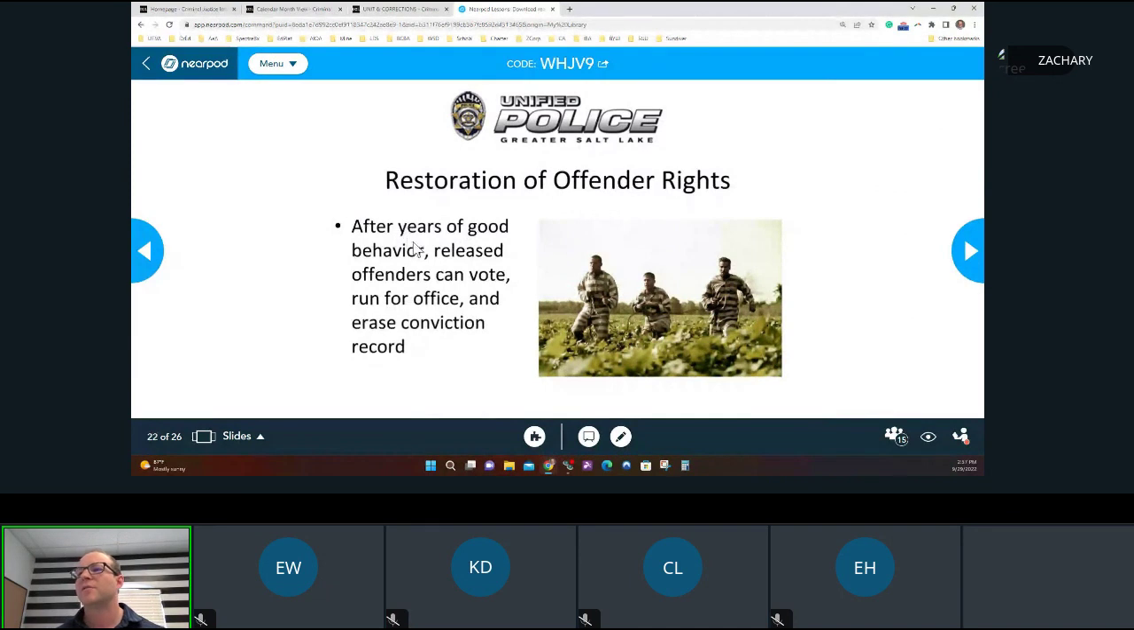Restoration of offender rights. After years of good behavior, released offenders can start to vote again, and they can run for office, and they can erase their conviction record after a while. So there's been a lot going on there. I think especially in the war on drugs, a lot of people have seen that as a bad thing, and a lot of people have gone to prison because of marijuana possession or stuff like that. And now since they're legalizing it, we're still punishing people for what is now a legal thing, right? Even though back then, so it's complicated.